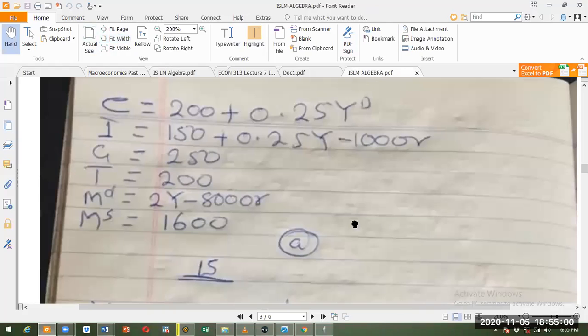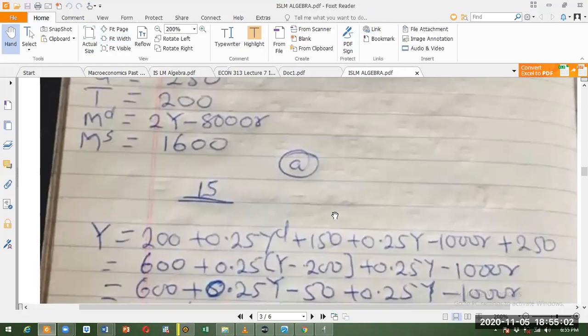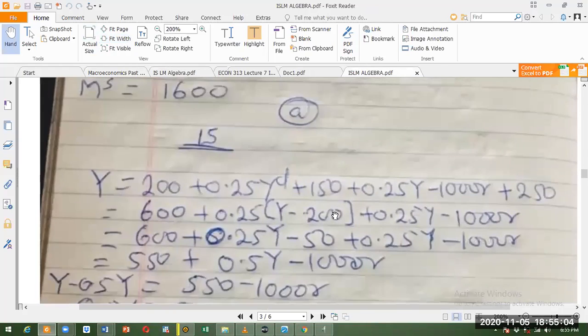Okay, right. So first, let's get our IS. Y is equal to the sum of consumption, investment, and government spending. This is our consumption function: 200 as the autonomous consumption, 0.25 as the marginal propensity to consume, and then we have our disposable income. Then 150 is autonomous investment, and then we have the 0.25Y minus 1,000R. This is government spending, 250.